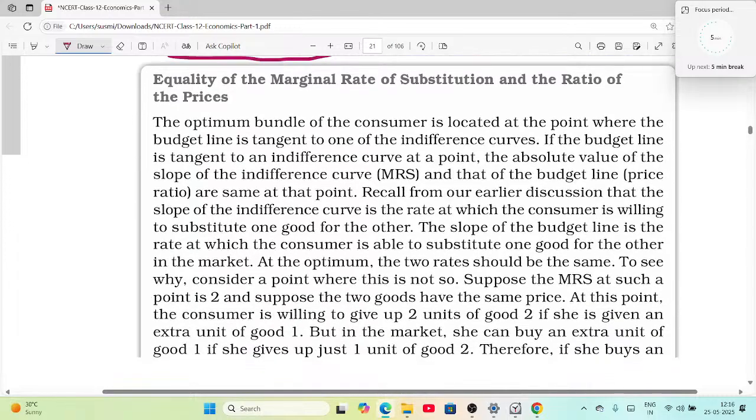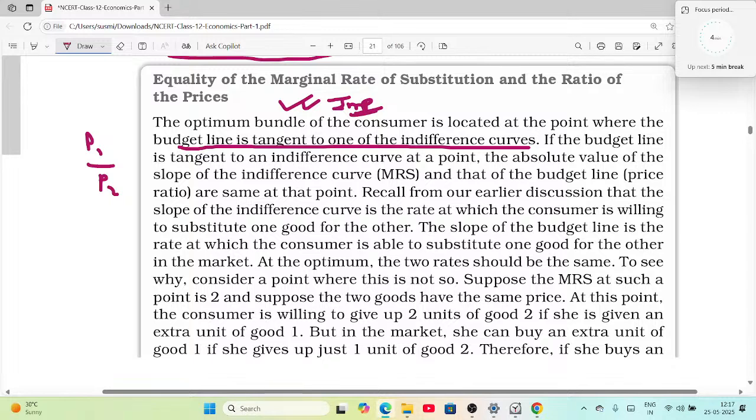Equality of the marginal rate of substitution and the ratio of the prices. The optimum bundle of the consumer is located at the point where the budget line is tangent to one of the indifference curves. Okay, this is important. This box is very important.